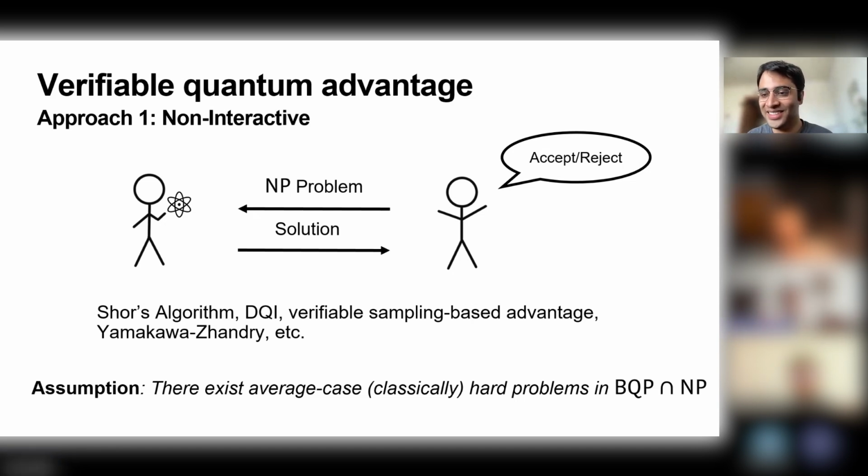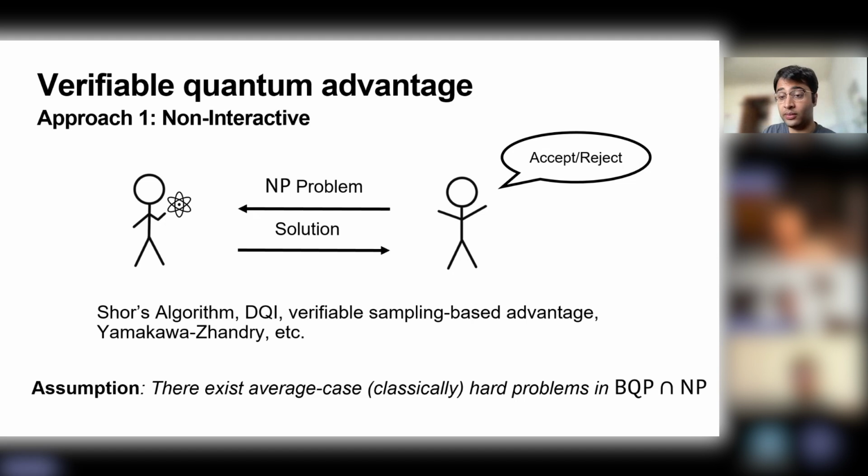I agree. I think that to me somehow the random oracle and the existence of BQP intersect NP problems are maybe slightly different. Yeah, but that's all. Sure. Maybe the formal statement I'd say is that relative to the random oracle, Yamakawa and Zhandry show that there exist average-case hard problems in BQP to the O intersect NP to the O.